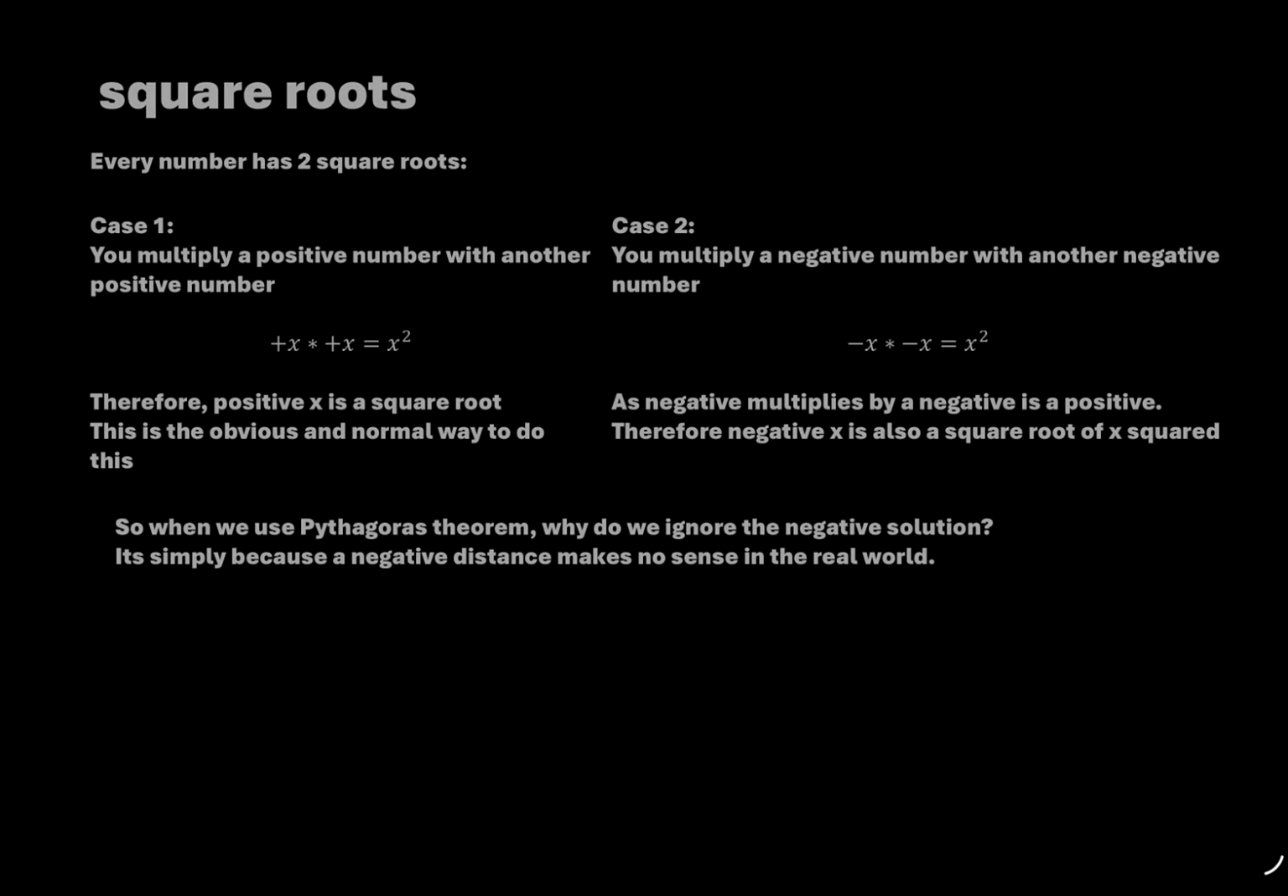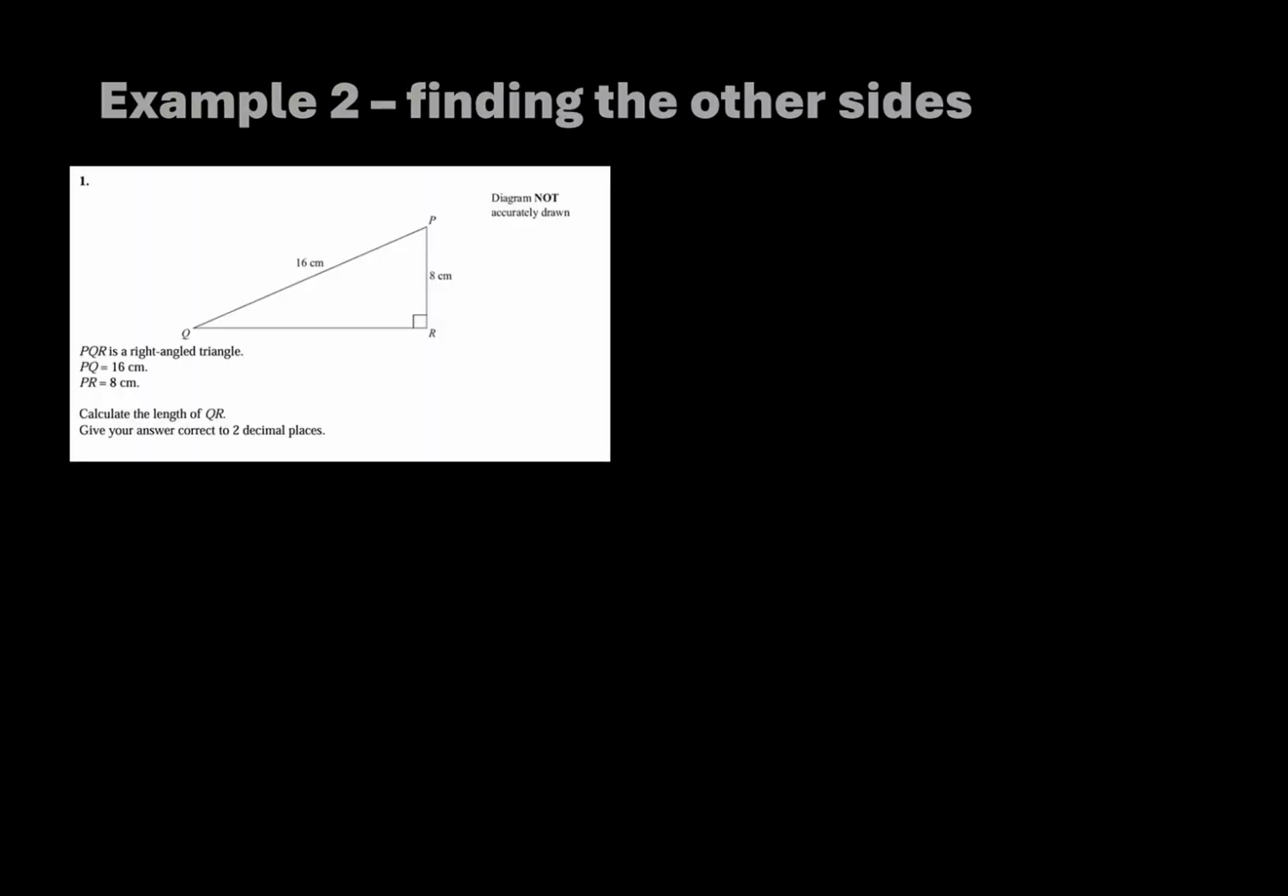So when we use Pythagoras' theorem, why is it we just completely ignore the negative square root? Well, it's just because negative distance in the real world, unless you're talking about displacement, makes no sense. We're talking about magnitudes of distance. Okay, back to Pythagoras' theorem.